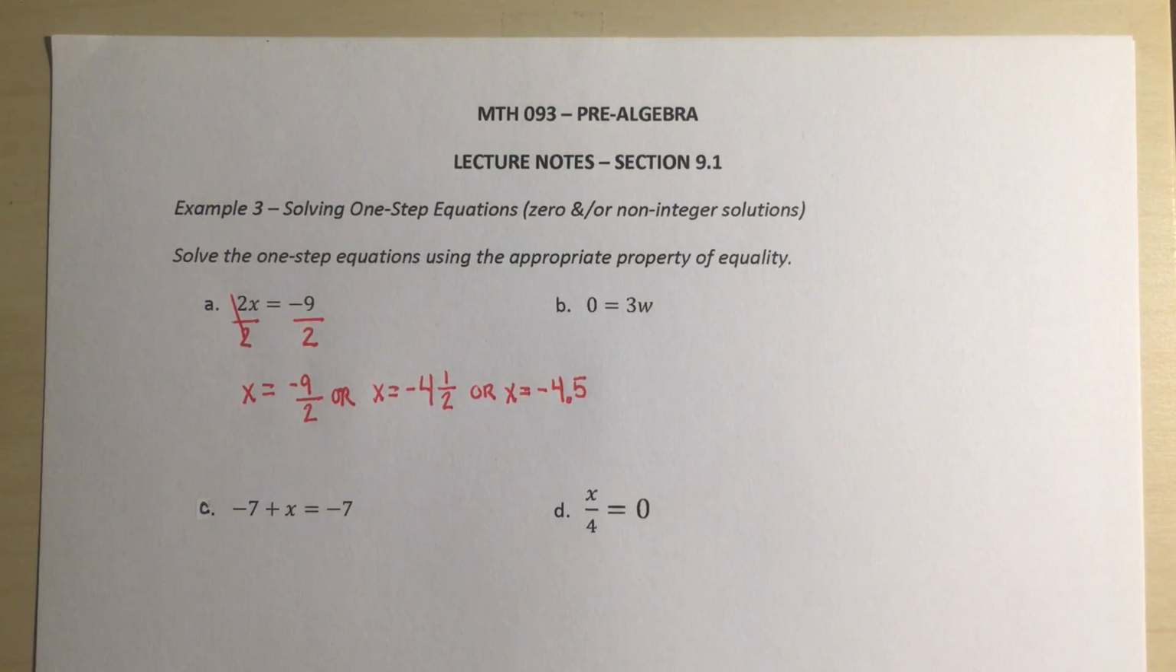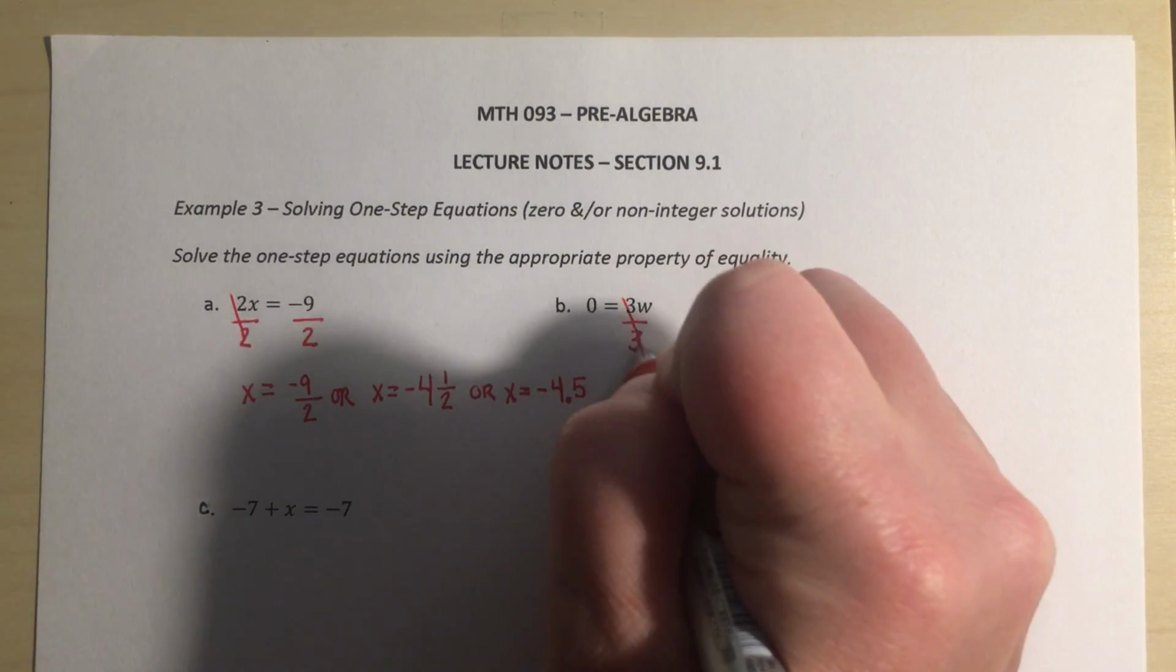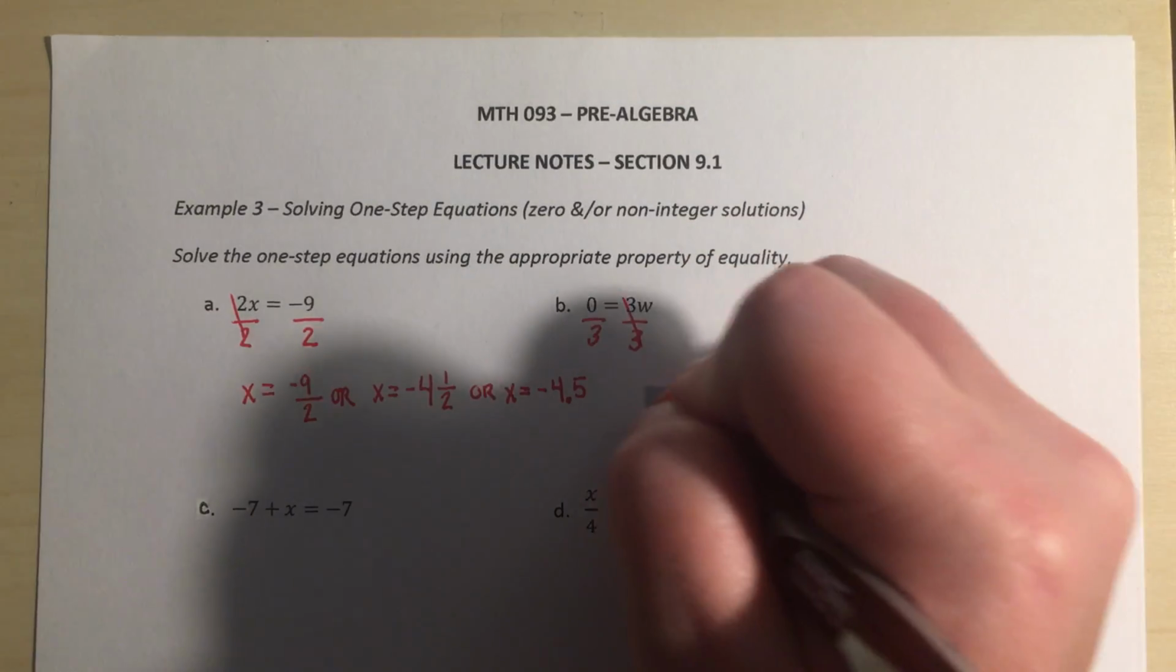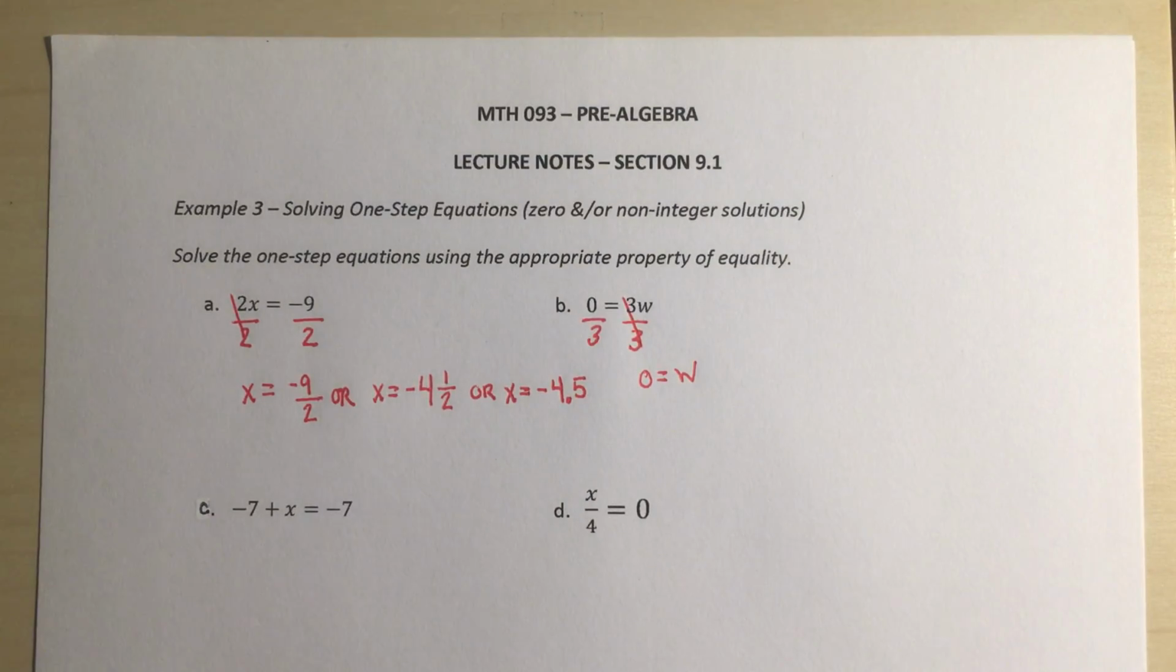All right, for B, we have 0 equals 3w. We're going to divide both sides by 3 to get rid of that coefficient. 0 divided by 3 is 0, so we end up with an answer of 0 equals w.